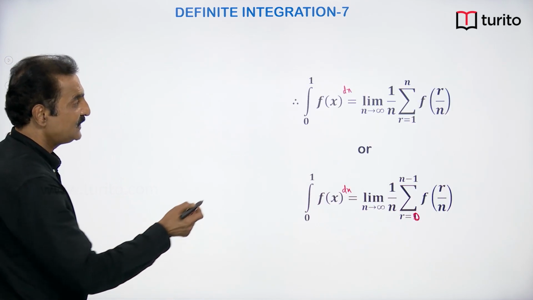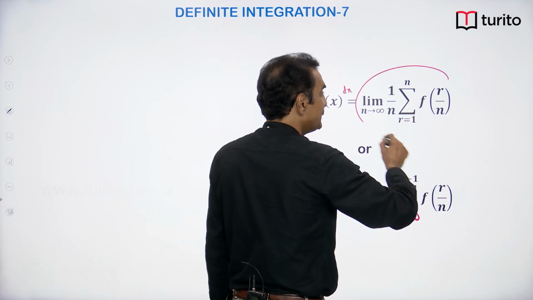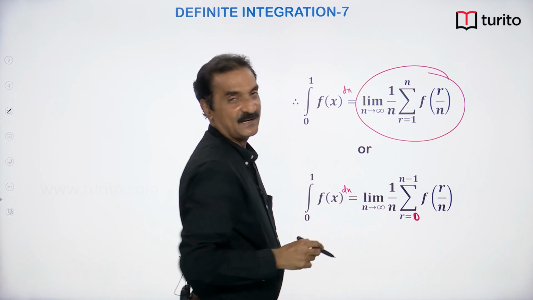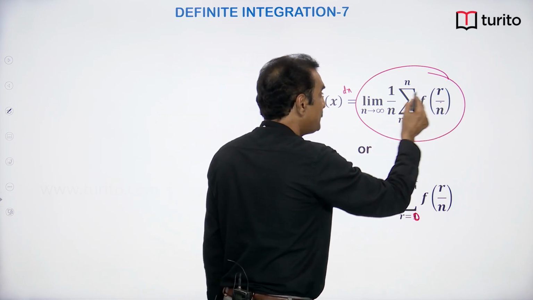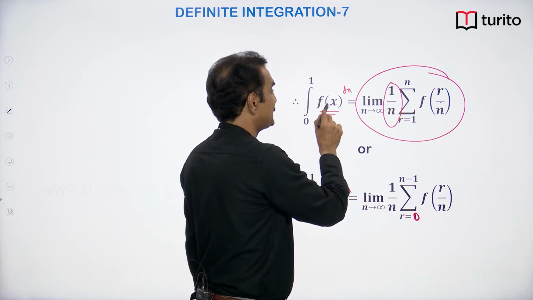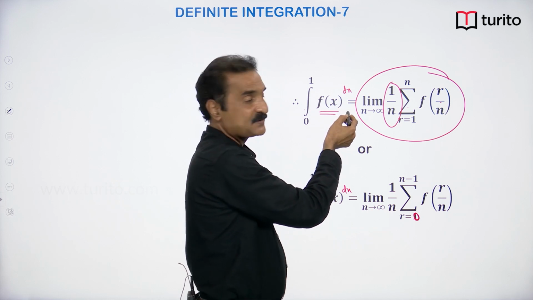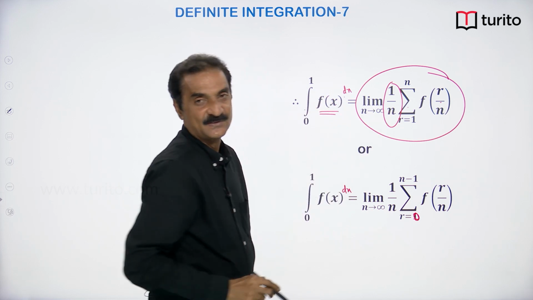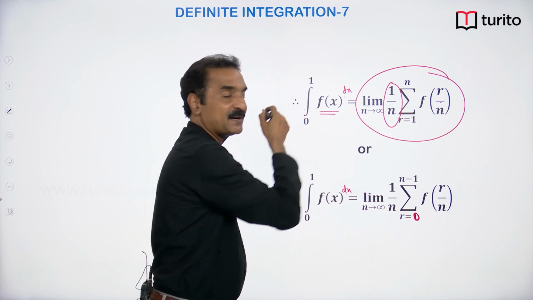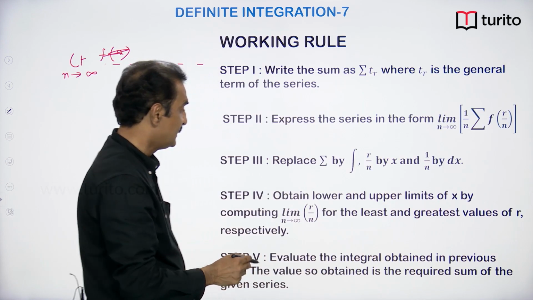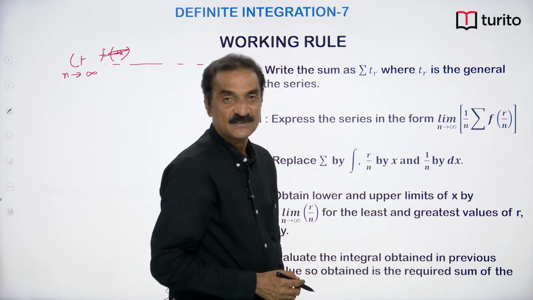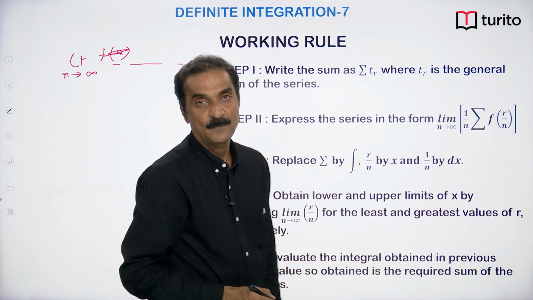Okay. So, in the formula, after getting the question like this, replace sigma by integral, replace r by n by x, then you will get f of x, and replace 1 by n by dx. You should write dx after f of x only. So, replace 1 by n by dx. Then you will get this limit as a definite integral. Replace sigma by integral, r by n by x and 1 by n by dx.